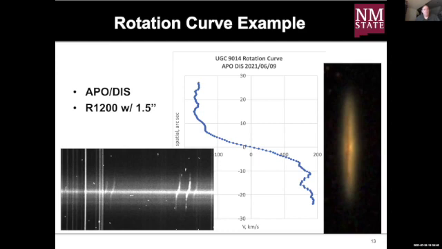So here's one of the results from APO. We've already started this work. On the right is the image of UGC 9014 taken with Sloan. And at the bottom left is the raw spectrum from DIS on the red channel. So you can see the H alpha line, the surrounding nitrogen lines. And everybody knows that red side goes to the left in DIS, so the sulfur lines are over here. But this was extracted, a rotation curve following the H alpha line. So we're developing tools to get this done.